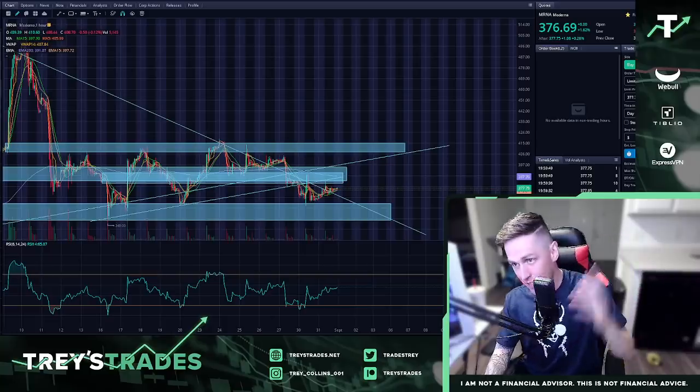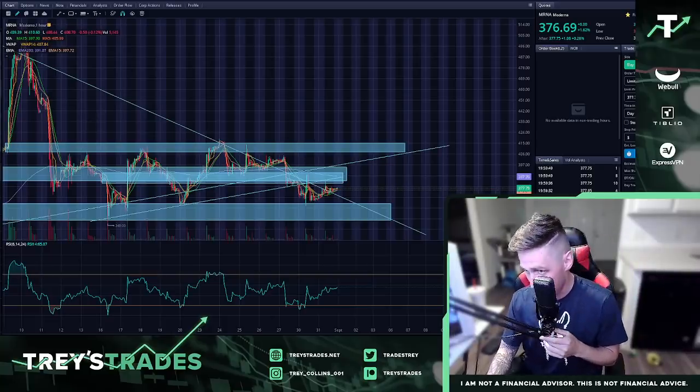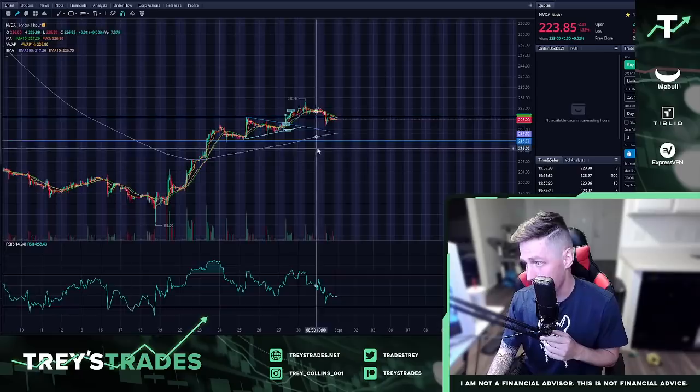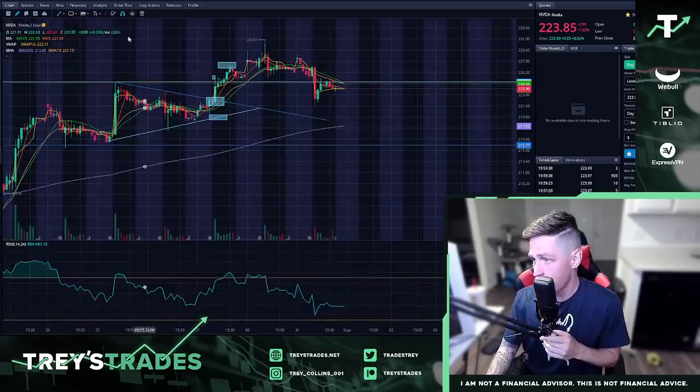I don't know if I'm probably giving you enough. I'm probably giving you enough, but I'm going to show you another one anyways, right? Check this out. We'll rock NVIDIA. Here's another example. Choppy price action right here.